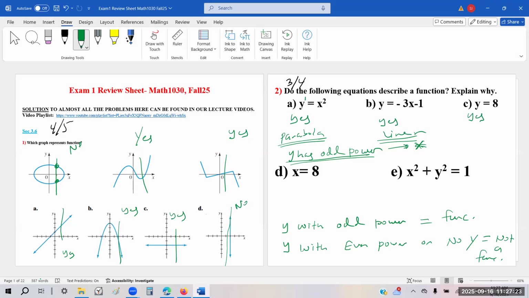Yes. Why? It's a horizontal line, true, horizontal line. If you know, but if you don't know, it's the same reasoning as before. Y has odd power.